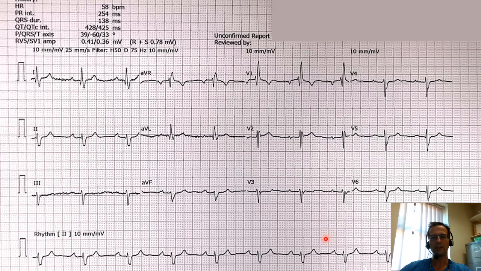Now we'll look at this ECG. I'll give you a moment to just think about it. So if we look in V1, we can see that the QRS duration is prolonged. And if we look at V1 and V6, we can try and decide, is this right or left bundle branch block?